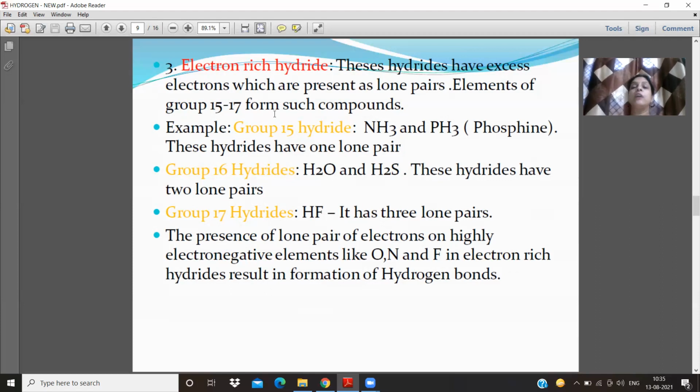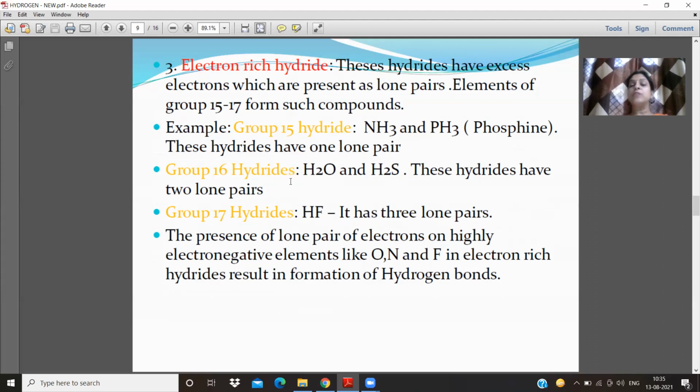For example, if we are talking about the group 15 hydrides, in all these electron rich hydrides, the electrons which are not participating in bonding are also present at the central atom in the form of a lone pair. So they are present in the form of a lone pair. Group 15 hydrides are ammonia and phosphine, and these have one lone pair.